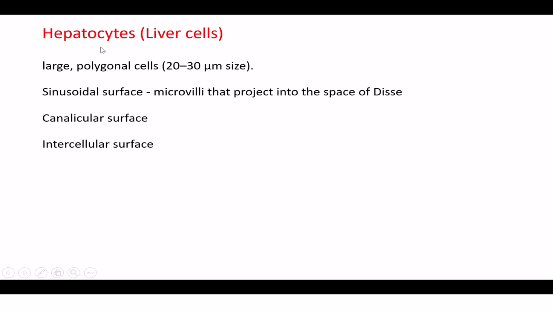Hepatocytes, they form the parenchyma. These are the main liver cells. These are large polygonal cells, 20 to 30 microns in size. They have a large nucleus with 2 nucleoli, and there is an increased number of mitochondria and rough endoplasmic reticulum because these are metabolically active cells. Hepatocytes have 3 surfaces, namely the sinusoidal surface, which also presents microvilli that project into the space of Disse, which faces the sinusoids, then the canalicular surface and the intercellular surface, where 2 adjacent hepatocytes have attachment with a few junctional complexes.